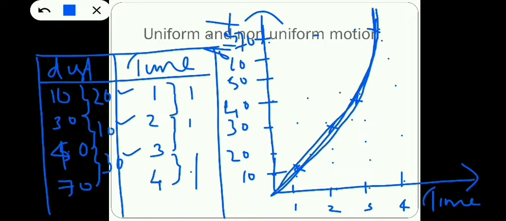Turn to page number 100 of your NCERT textbook. There you can see one table 8.1. That table gives you the motion of two objects A and B. And you must identify which object shows uniform motion and which object shows non-uniform motion. So that will be your today's assignment.